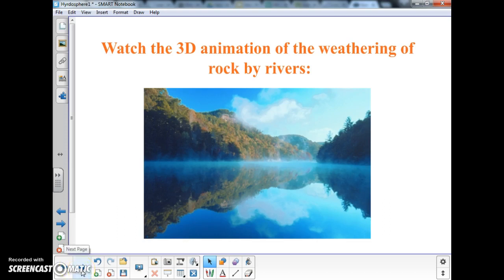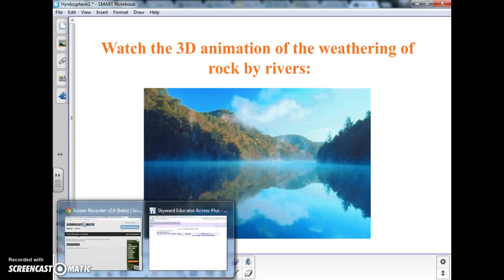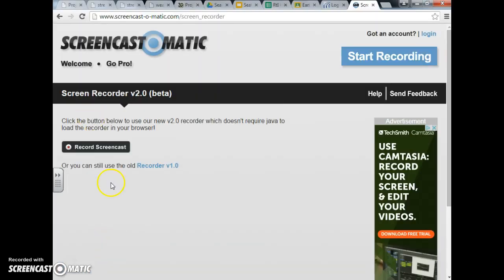So this animation that I'm going to show you right here just kind of shows, to answer question number 4, why would a river want to have to change directions? It comes up to this idea right here.